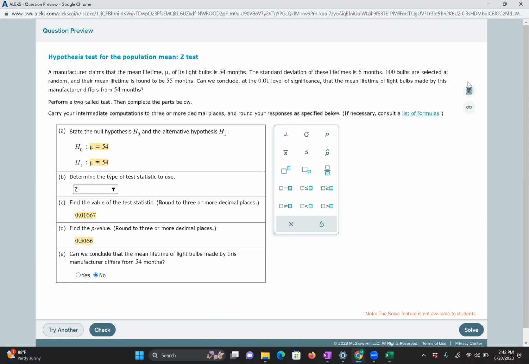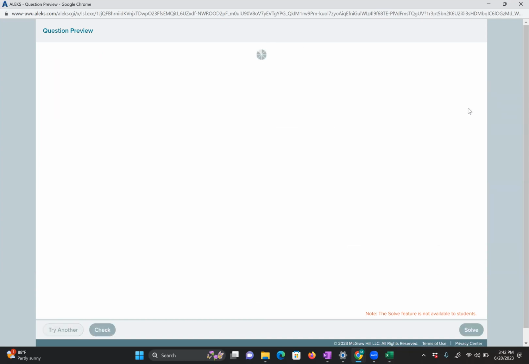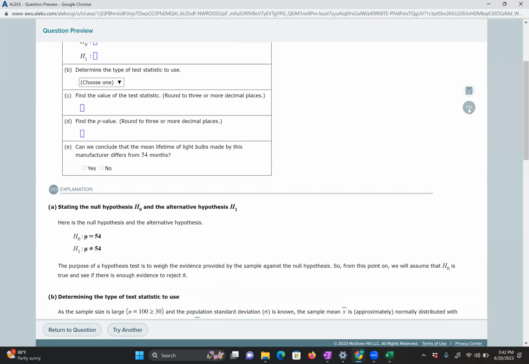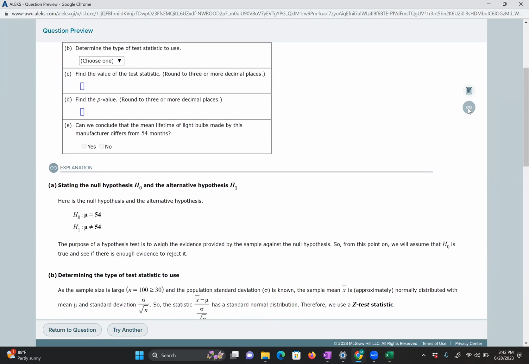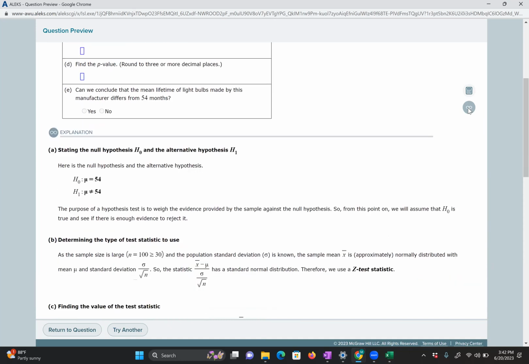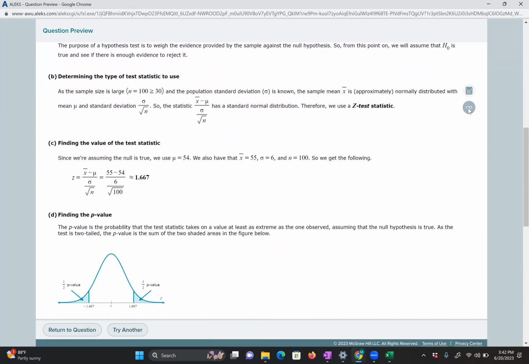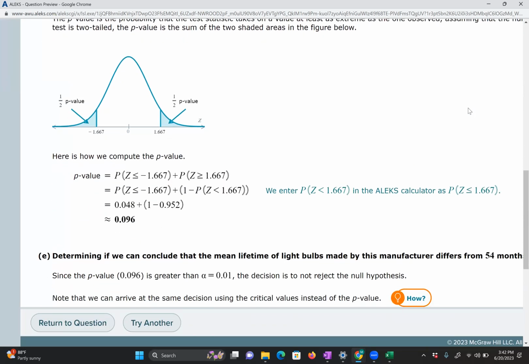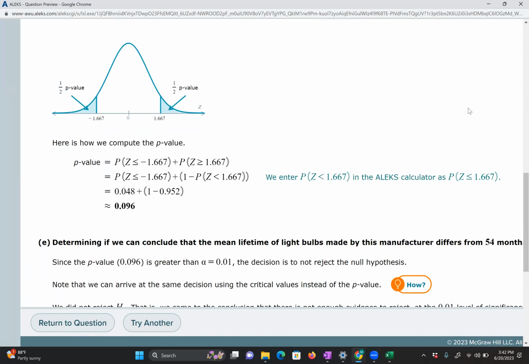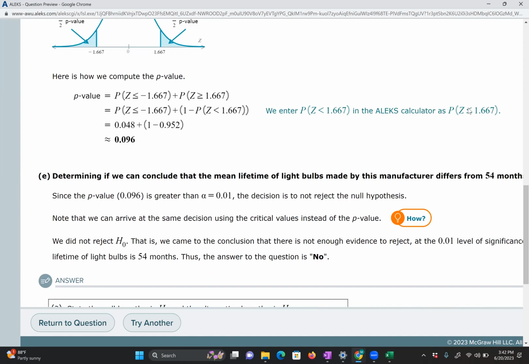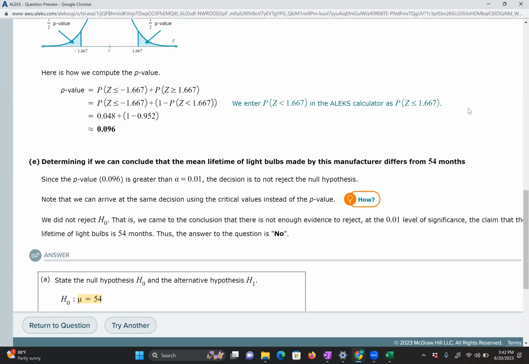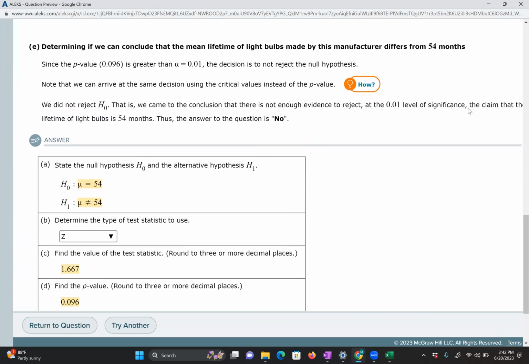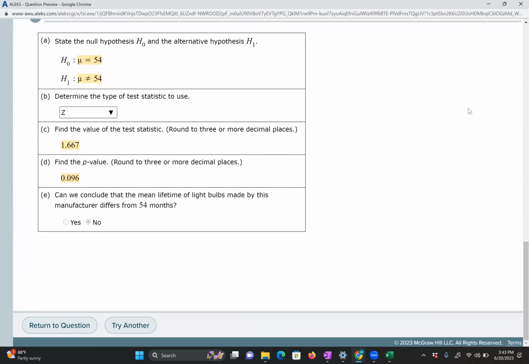Let's look at those numbers. Let's look at the explanation, see what they say. So yes, mu is equal to 54 or not equal to 54. These are the values we obtained. I did a one-tail, so that's where this is going to differ a little bit. And yes, our final answer is no. So these are the values we should have. I think we were good. Let me return to the question. Let's try another question.